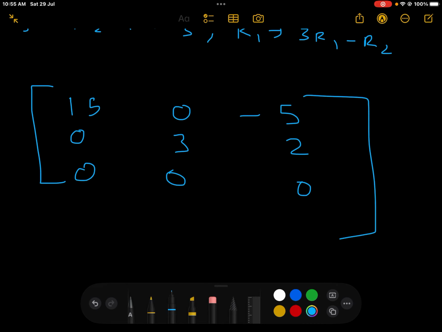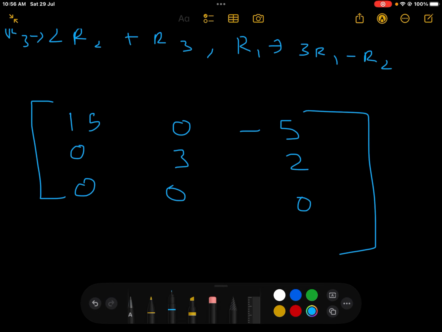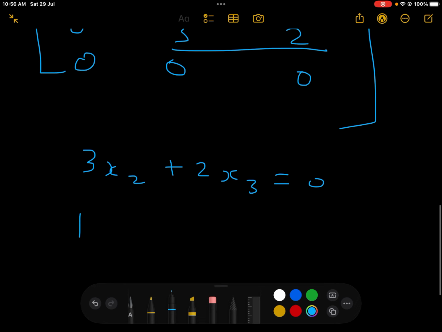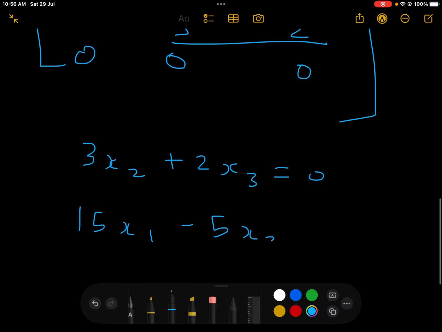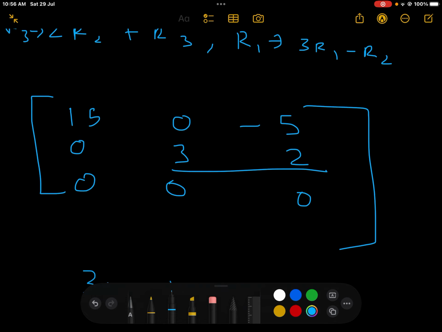Now for the kernel we need to find all those solutions which give us 0. Kernel is basically the set mapped to 0 in a linear transformation. So if we consider the elements as x1, x2, x3, we can say that 3x2 plus 2x3 is equal to 0, and we can also say that 15x1 minus 5x3 is equal to 0. Now we can consider x3 as a free variable.